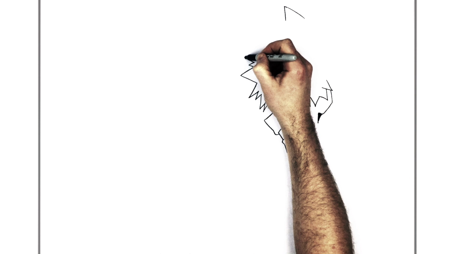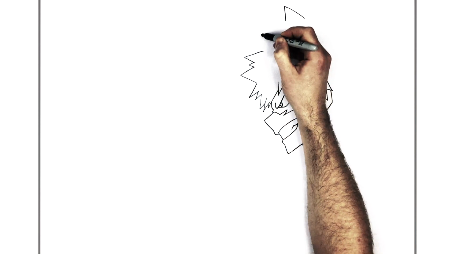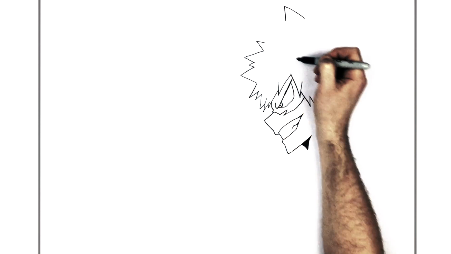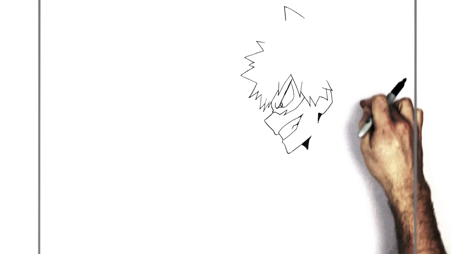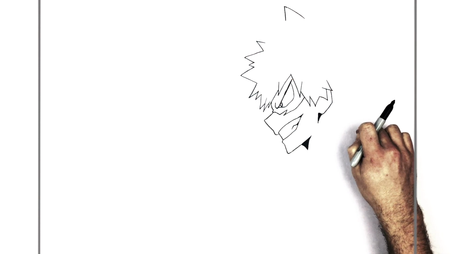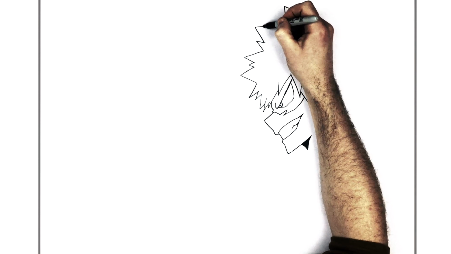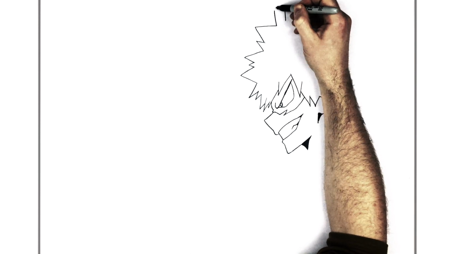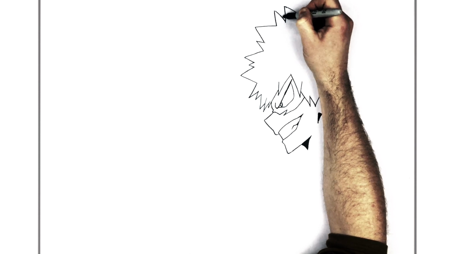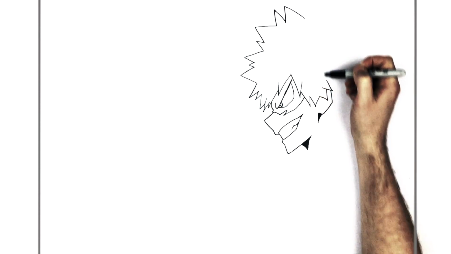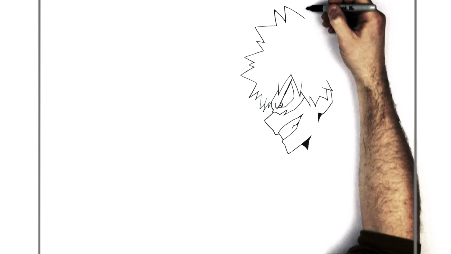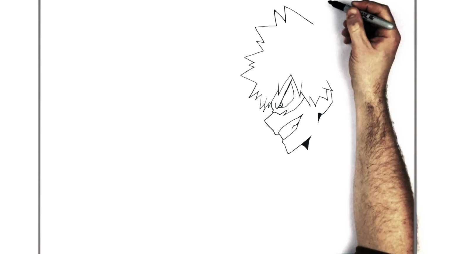This. And Bakugo's hair is kind of a mixture of smaller spikes and bigger spikes. Like that. It kind of goes around in a circular sort of pattern. Okay. And we keep going.